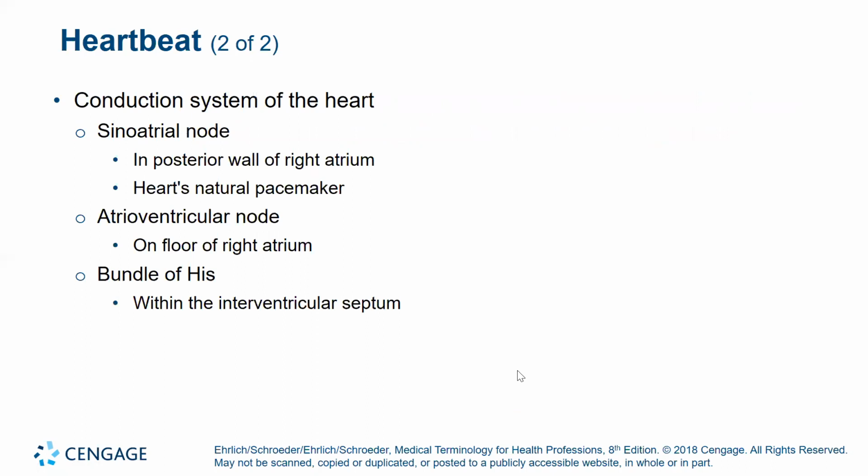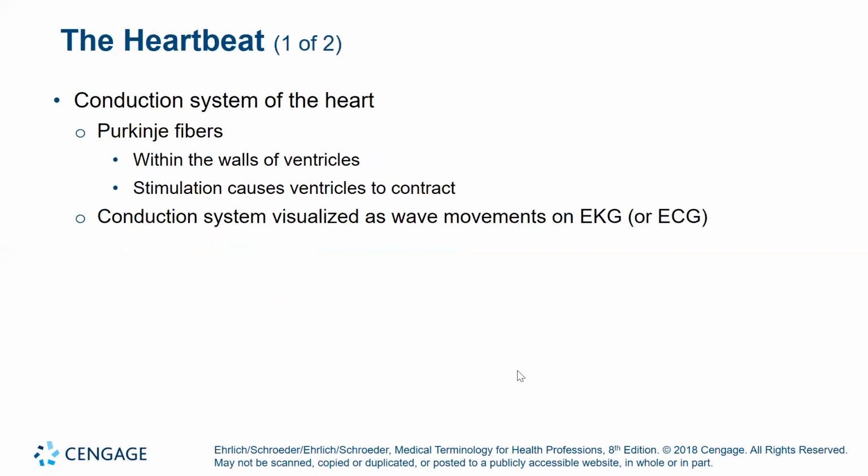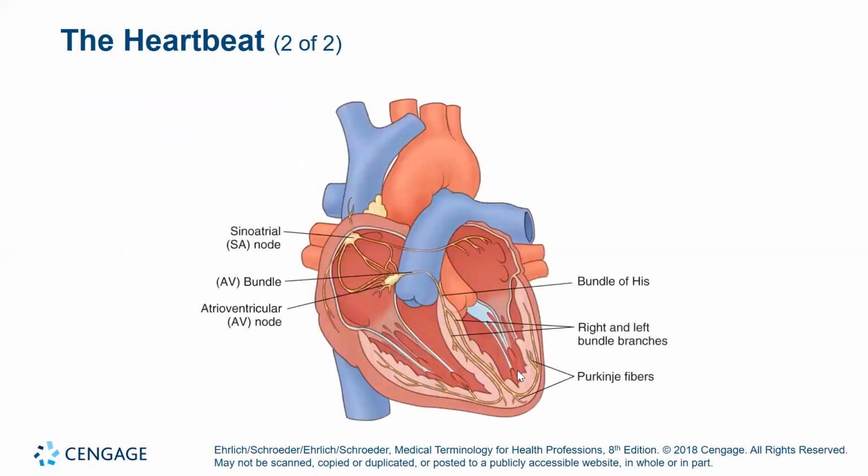We have the atrioventricular node, or the AV node, that's on the floor of the right atrium, and then we have the bundle of His within the interventricular septum. We have the Purkinje fibers. These are within the walls of the ventricles. And the conduction system visualized as wave movements on EKG or ECG is what this would be. So the Purkinje fibers' stimulation causes ventricles to contract.